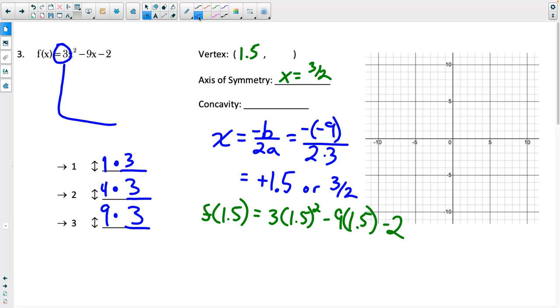What are we getting for our vertex? It's going to be a fraction. What's the y coordinate going to be? Compare with someone next to you. See if you got the same thing. If you did not get the same thing, type this in.